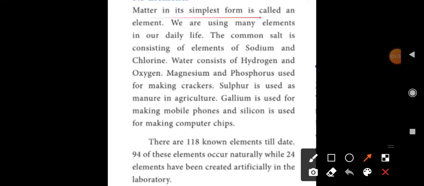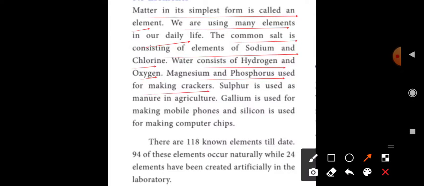Matter in its simplest form is called an element. We are using many elements in our daily life. Common salt consists of the elements sodium and chlorine. Water consists of hydrogen and oxygen. Magnesium and phosphorus are used for making crackers. Sulfur is used as manure in agriculture. Gallium is used for making mobile phones and silicon is used for making computer chips.